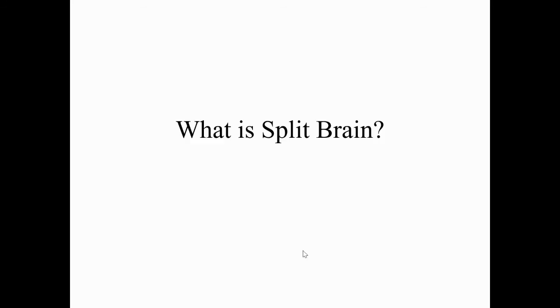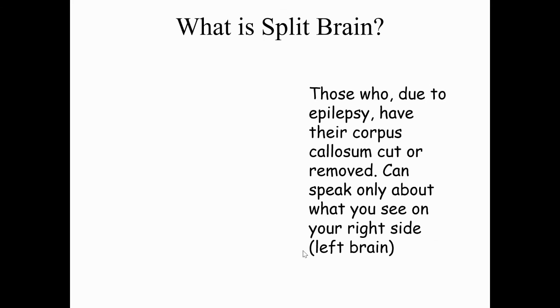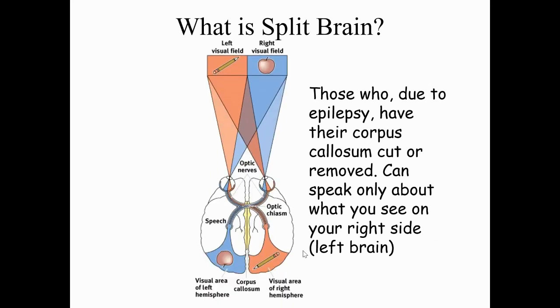All right, what is split brain? I'd rather you just watch the video. It's not easy to explain. It really isn't. If you get your corpus callosum cut, then your left and your right brain don't communicate anymore. If you get your corpus callosum severed, then your left brain doesn't communicate with your right brain.